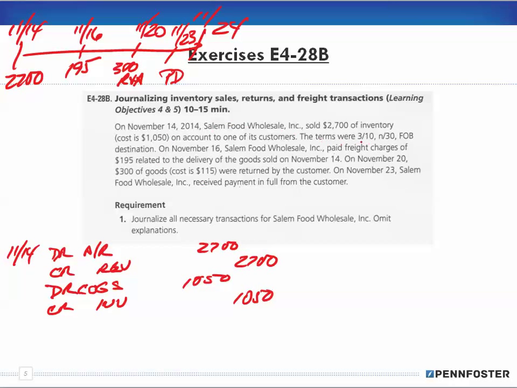Now, it says here the terms were, okay, on November 16th, right, we paid freight charges related to the delivery of the goods. So on November 16th, we're paying freight charges. Well, are we affecting cash? Yes. Okay, is our cash increasing or decreasing? Decreasing, so we credit our cash for the $195, and we have to debit something else.